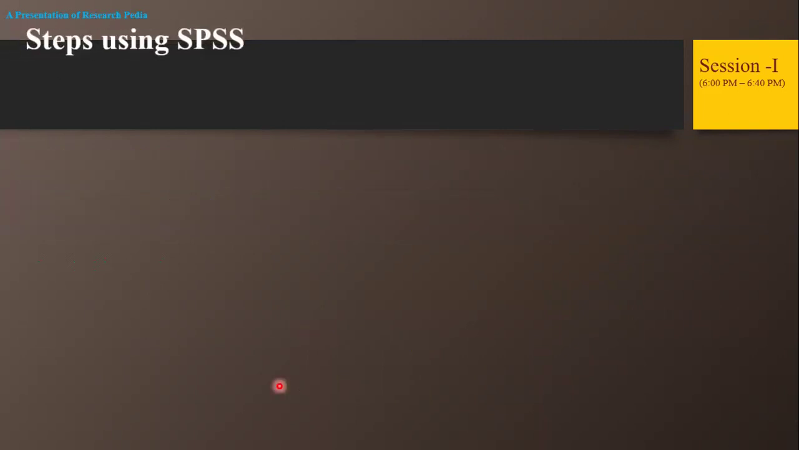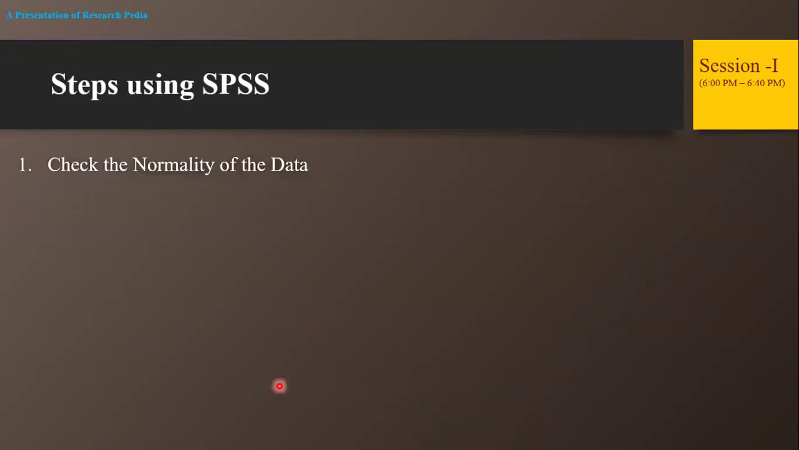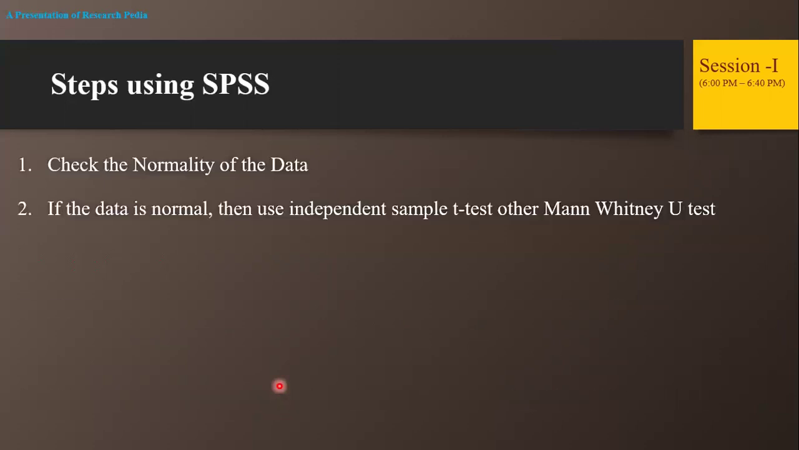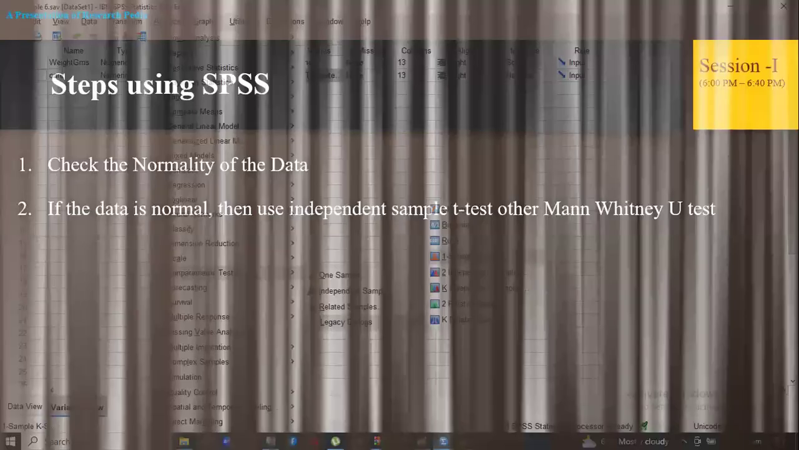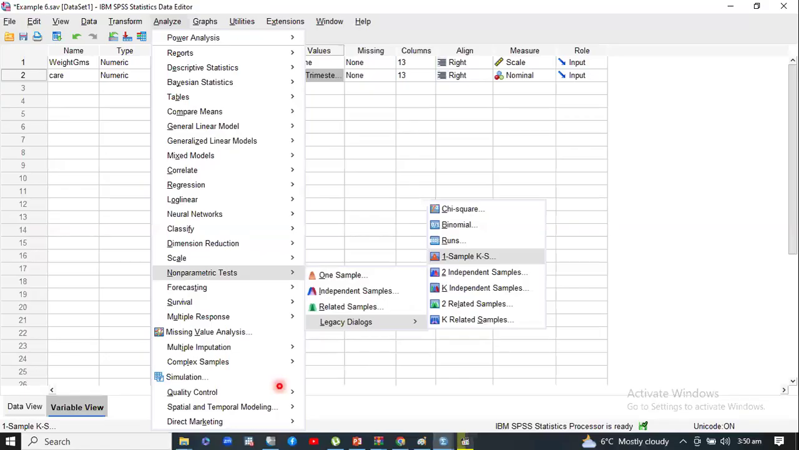So how can the procedure be applied? First of all, we need to check the normality of data using the same procedure that we did earlier. Then we need to check how the test will be applied. If the data is normal, you need to apply the independent sample t-test, and if the data is not normal, you need to apply the Mann-Whitney U test. And here comes the procedure.